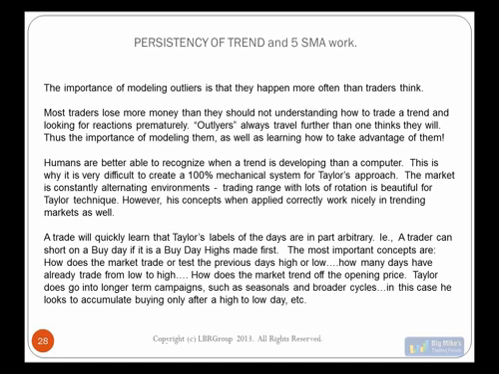So quickly here, let's move on and get down to some hardcore brass tacks: this persistency of trend and 5 SMA work. It has really made an impact in my trading, modeling these outliers and then taking that one step beyond and saying, what are the conditions that precede this persistency of trend? In other words, how do these things start out? Can we start to categorize them into a few patterns?